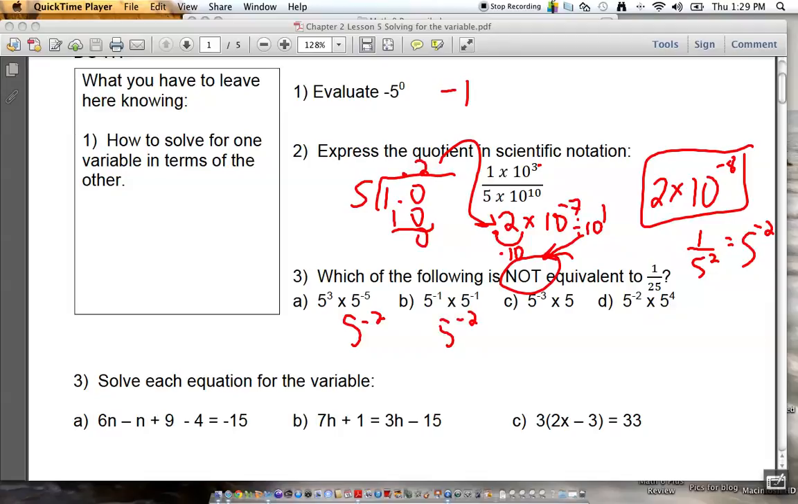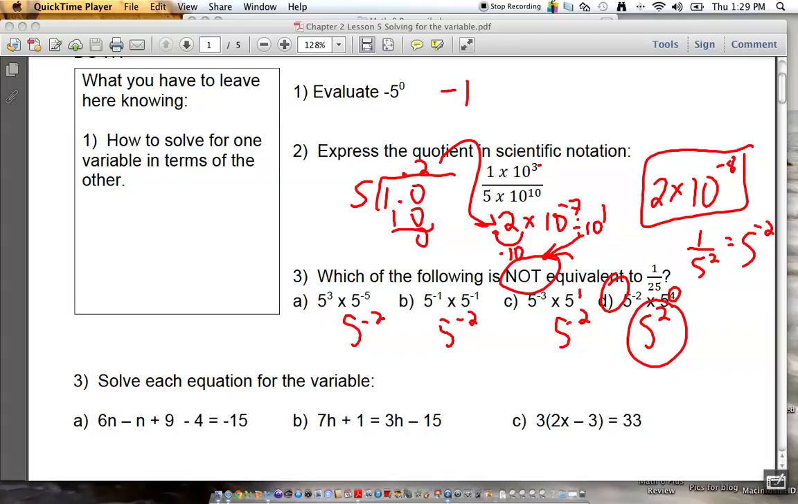Next one, 5 to the negative 3 times 5 to the 1. That's 5 to the negative 2 also. What about 5 to the negative 2 times 5 to the 4? 5 to the 2. Positive 2, right? Because the bigger number is the 4. So that's 5 to the 2. That's not 5 to the negative 2. D is the one that's not equivalent. Okay? Any question on those?